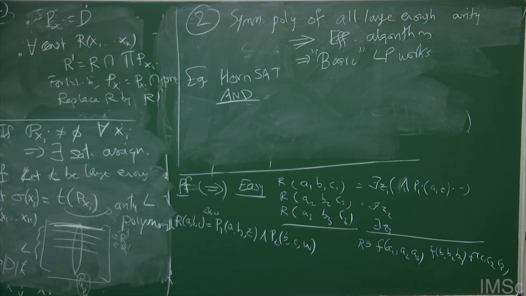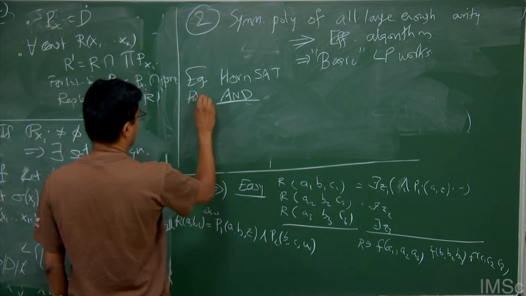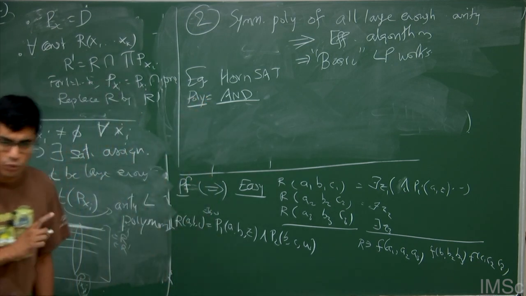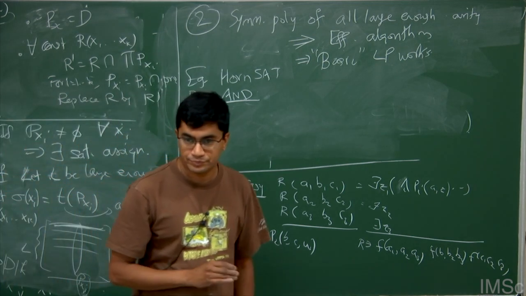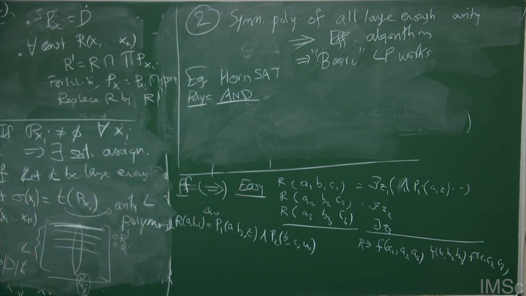Okay, and I'll tell you what the LP is. Not quite 2-sat, because for 2-sat you only have majority of all odd arities, so it's not going to be quite as simple as this particular one. Okay, so you need slightly more.